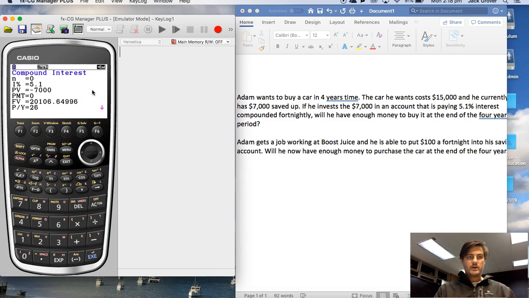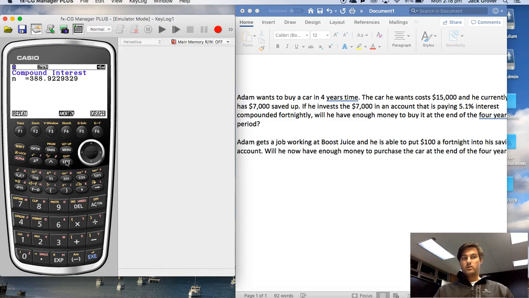Everything else stays the same, but we're trying to figure out how long it's going to take him, so we're going to calculate our end value there. Our future value, we will set at $15,000 because that's what we're aiming for at the end of the period. And we're going to go up and solve for our end value. All right, so 388.92, so we can round that up to 389 payment periods it's going to take him.